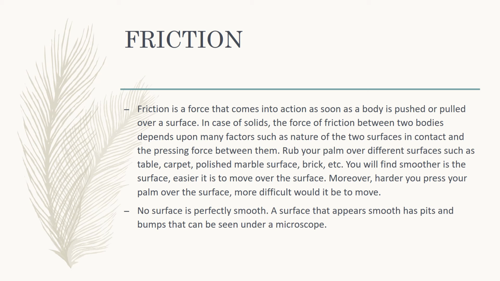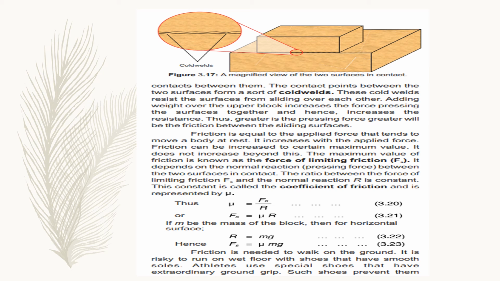No surface is perfectly smooth. A surface that appears smooth has pits and bumps that can be seen under a microscopic view. Look at this microscopic view of two surfaces. There are cold welds, which are the contact points between the two surfaces. These cold welds resist the surfaces from sliding over each other.